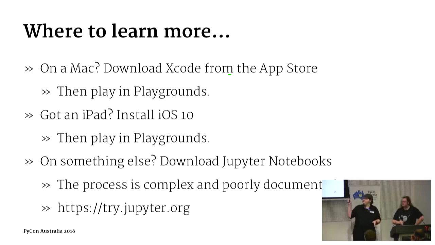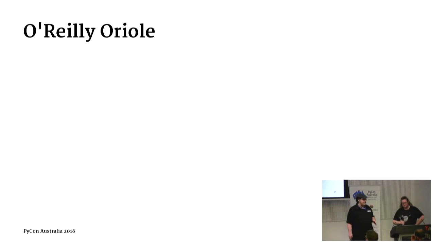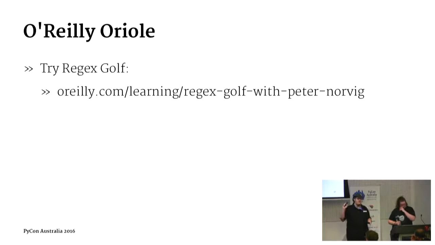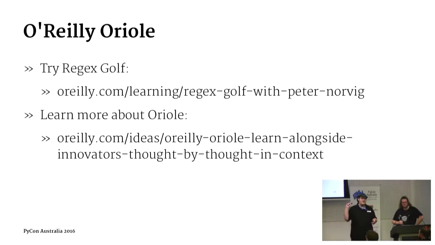You can also go to try.jupyter.org and try it online, which mostly works and is pretty fun and doesn't require you actually having to do anything. O'Reilly's Oriole is a really cool thing to look at as well. You can check out the thing we played with there, as well as an article on why they did this, which mostly matches up with our philosophy on why we think people should be doing this for their documentation. So maybe check that out.